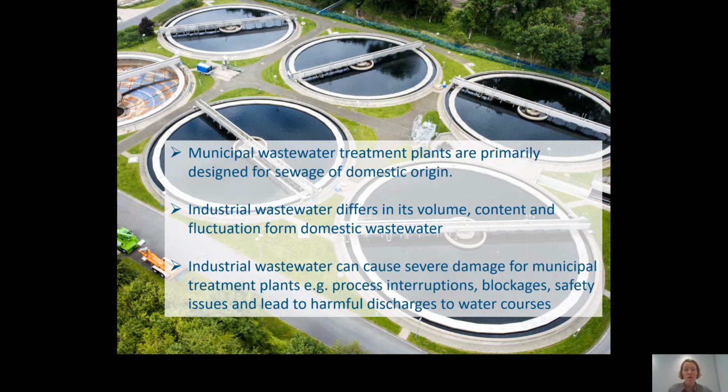They can cause inhibition of the biological treatment step due to, for instance, hazardous substances which are killing the bacteria, and they can cause capacity problems, for instance, when too much water is discharged at once. They can also cause safety problems, both for the wastewater treatment plant, its operations, and for the staff working there. Ultimately, such problems can lead to higher discharges of nutrients and harmful substances into the natural environment.